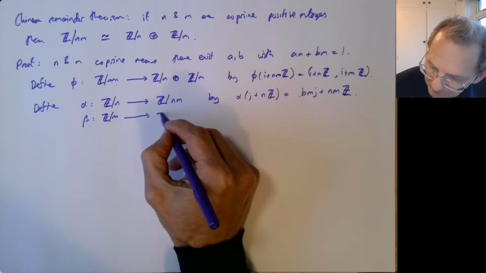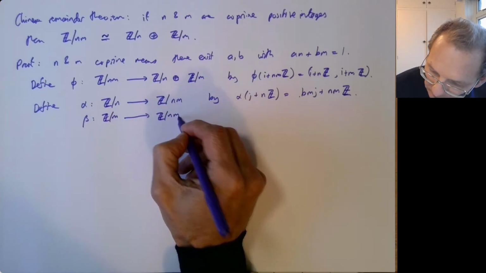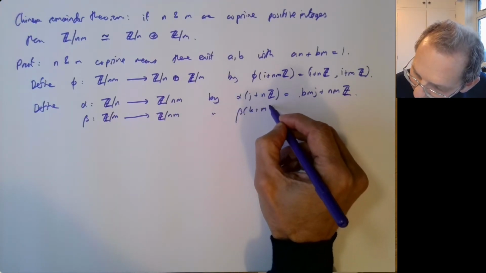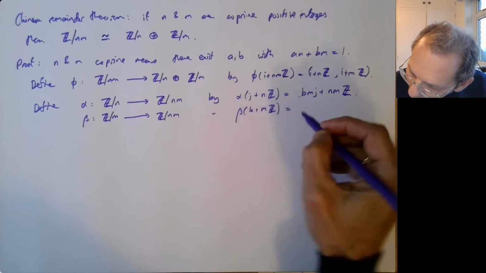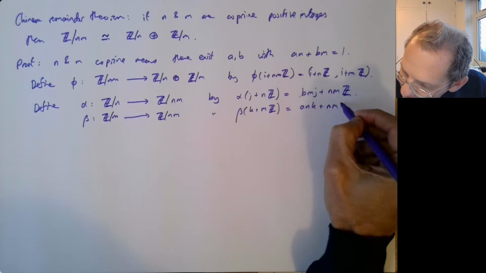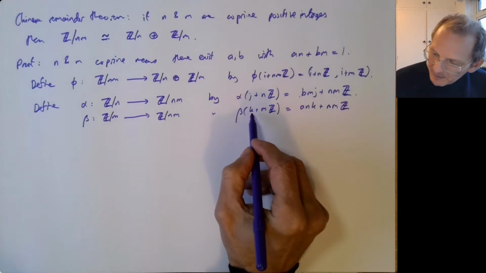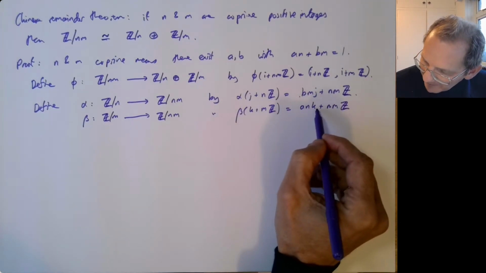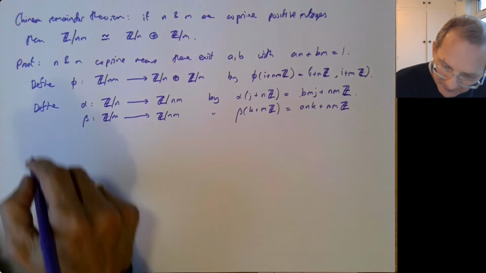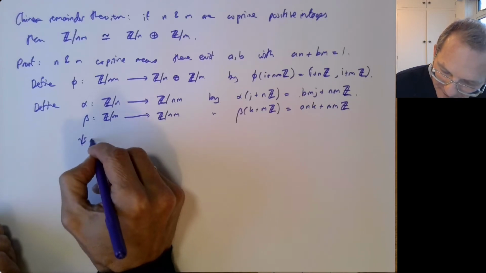Do the same: beta of k plus mZ is going to be ank plus nmZ. Again, if I change my k by a multiple of m, then the ank gets changed by a multiple of nm, which doesn't make a difference. So that's well defined. And now we're going to define psi.